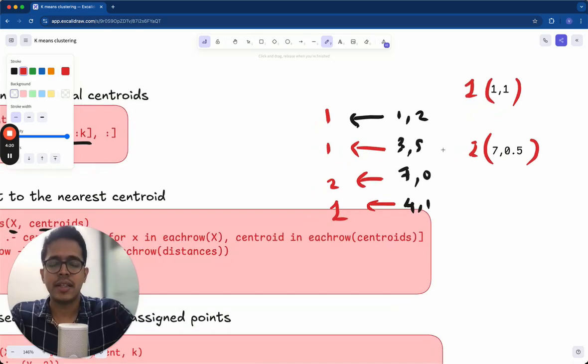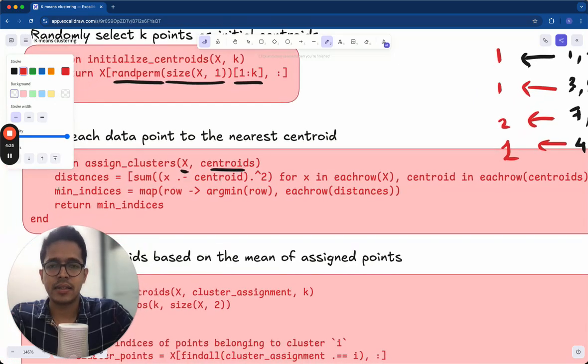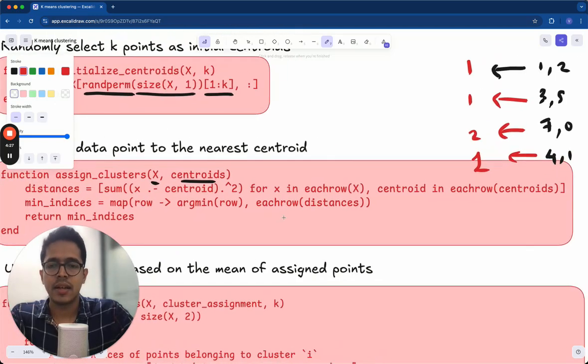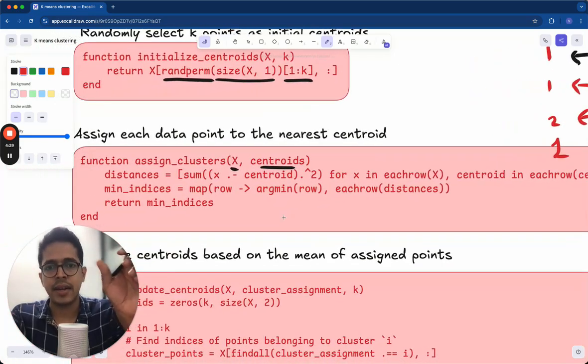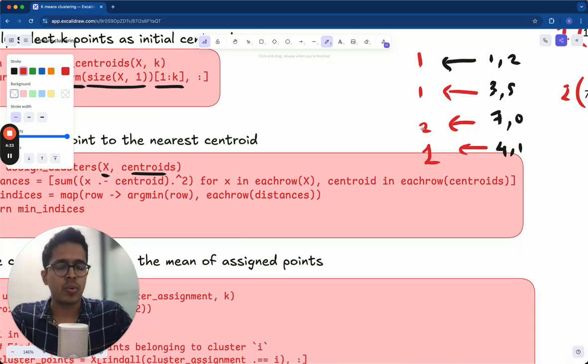So at the end of the day, this function assign clusters basically returns the index corresponding to every single data point in your data set. And the index will be 1 or 2 if you are having 2 clusters. If you have 3 clusters, the index will be 1 or 2 or 3.